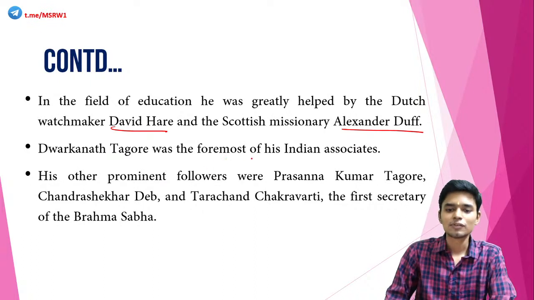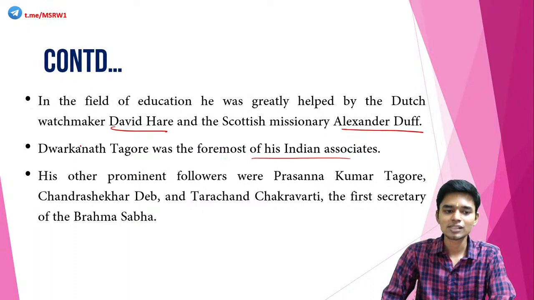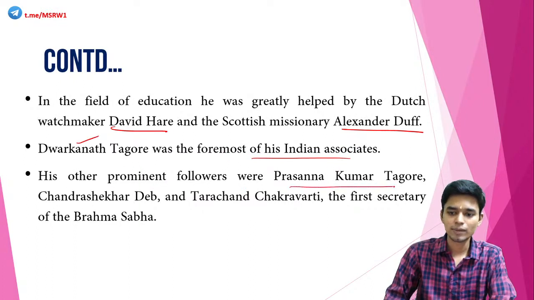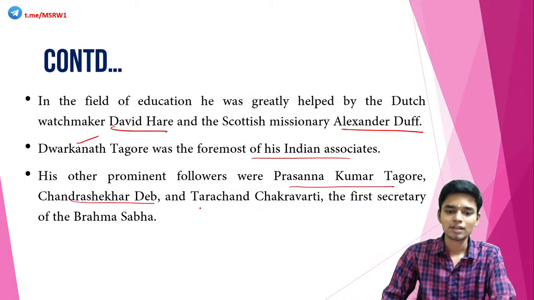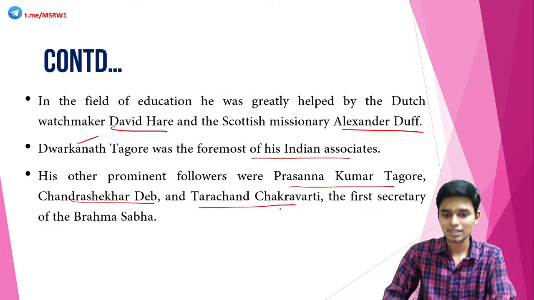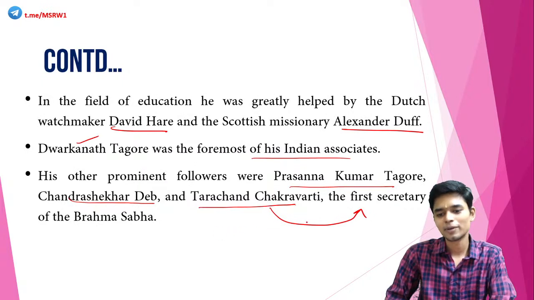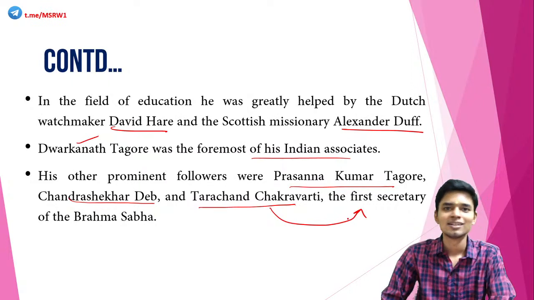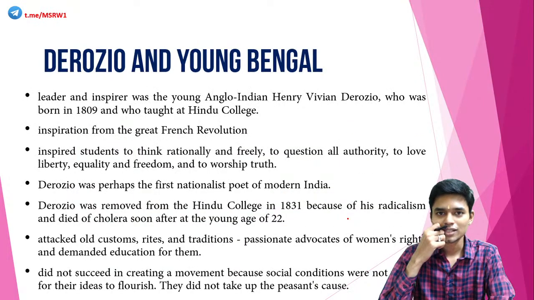Dwarakanath Tagore was one of the foremost Indian associates. We will study about this person in detail. Okay. Other prominent followers included Prasanna Kumar Tagore, Chandrasekhar Deb, Tarachand Chakravarti, etc. Tarachand Chakravarti was the first secretary of the Brahma Sabha as well. Okay, I will probably ask this question in one of my MCQ sessions, so remember this one. Tarachand Chakravarti was the first secretary of Brahma Sabha, which later became Brahma Samaj. Okay, now we are going to see the other one, Derozio and the Young Bengal movement.